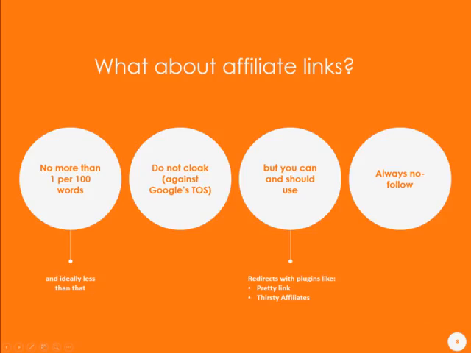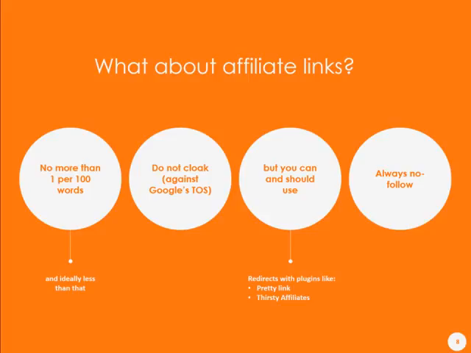Now let's talk briefly about affiliate links. You don't want to overdo it with these affiliate links. No more than 1 per 100 words, and ideally less than that, and a lot less than that in a lot of cases. You don't want to cloak your links. This is against Google's terms of service.